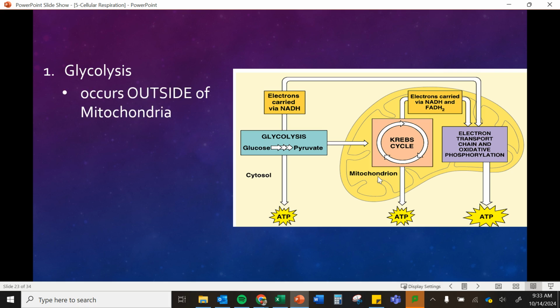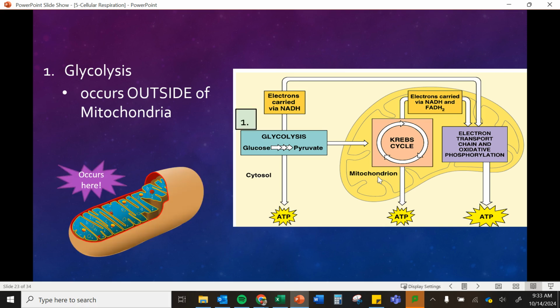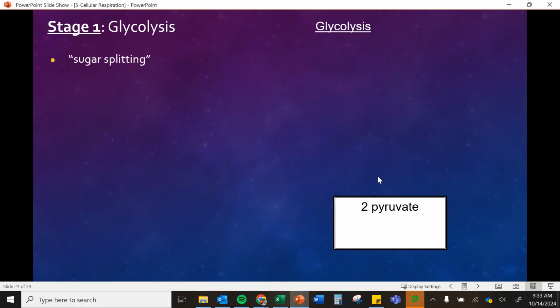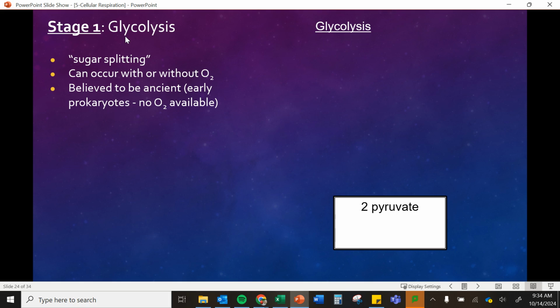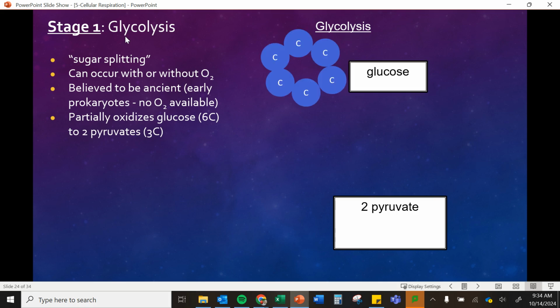Okay, step 1, glycolysis. This is actually occurring outside of the mitochondria. And this is important because remember, we also have prokaryotic cells that don't have mitochondria, but that means they can do this step. So glycolysis is going to occur outside of the mitochondria. Okay, and so what happens is we're just splitting, lysing, the glucose. We're splitting the sugar, and it can occur with or without oxygen. And so it's believed to be pretty ancient, and that even early prokaryotes, because they don't need a mitochondria, were able to do this. And so it's going to take our glucose, which is a 6-carbon molecule, and turn it into 2 pyruvates, which are each 3-carbon molecules.